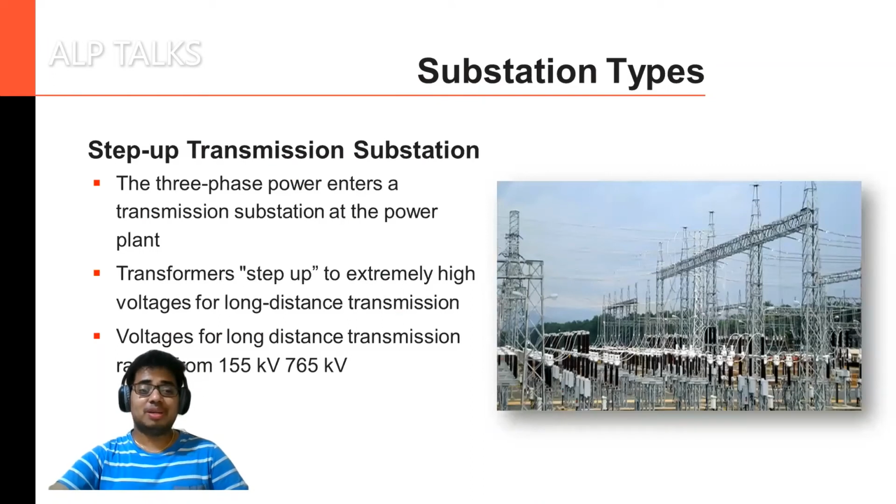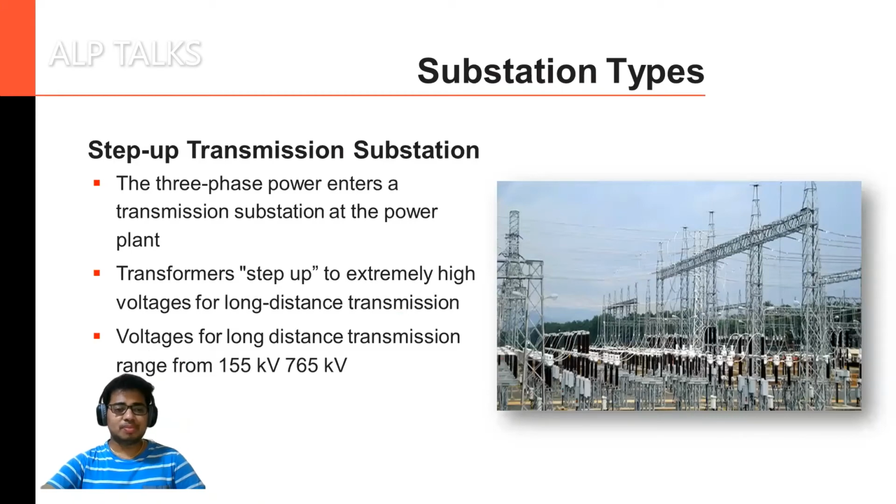So what are the different types of substations available? Let's discuss that. Here you have the step-up transmission substation. The three-phase power enters a transmission substation at the power plant. Transformers step up to extremely high voltage for long distance. Voltages for long distance transmission generally range from 132 kV to 765 kV. As per ANSI, it can be 155 kV to 765 kV. We can find this substation almost closer to the generation side.